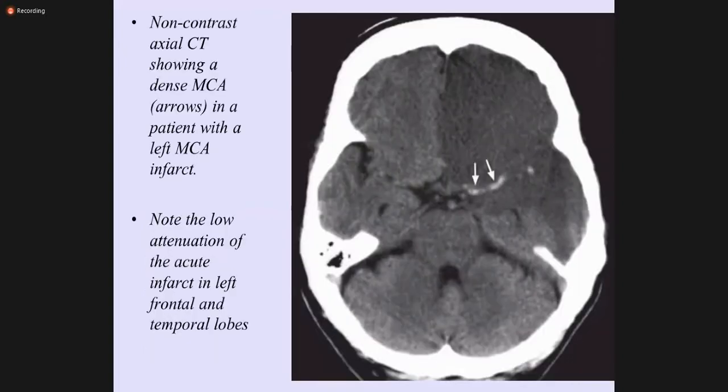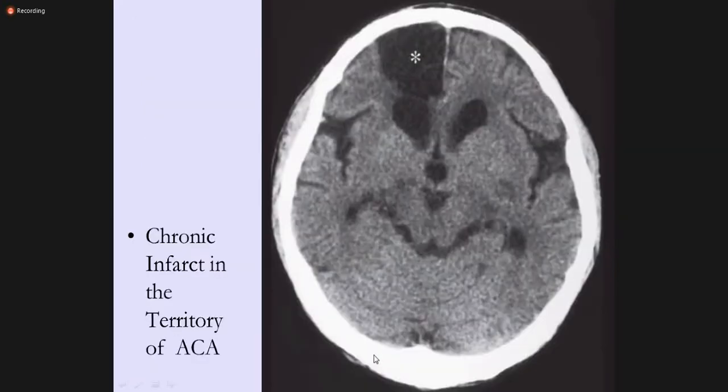In the previous slide, you can easily see that there is a mass effect. But in this slide, you can see that the ipsilateral frontal horn of the lateral ventricle is retracted towards the abnormality. It is pulling it. It means that there is volume loss, so it means that this is chronic. So this is a chronic infarct in the territory of ACA. Here comes the knowledge of anatomy.